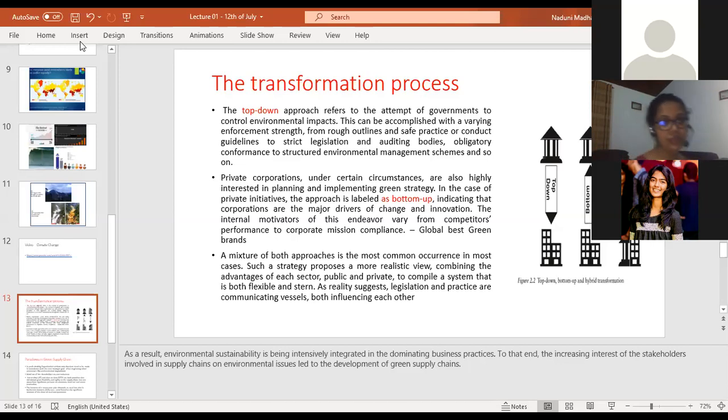Maybe when we look at the transportation aspect, are they focusing on minimizing the carbon emission? What sort of strategies have they undertaken in order to do that?